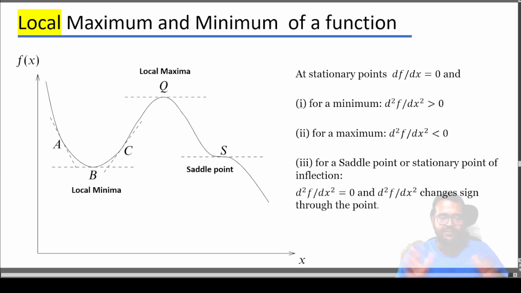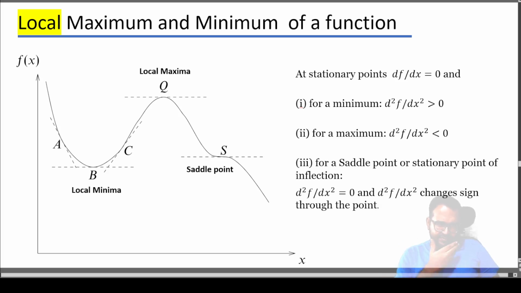Okay. Then I would go to maxima and minima of a function. This is again, I assume that you have read it somewhere before. So if you have your function like this, at point B, this function turns around. So I can say this is a minima, but I don't know whether it is a global minima. I mean, there could be another point where the function goes below B. So I'm not worried about it. I'm saying, okay, surrounding the point B, your B is the minimum.